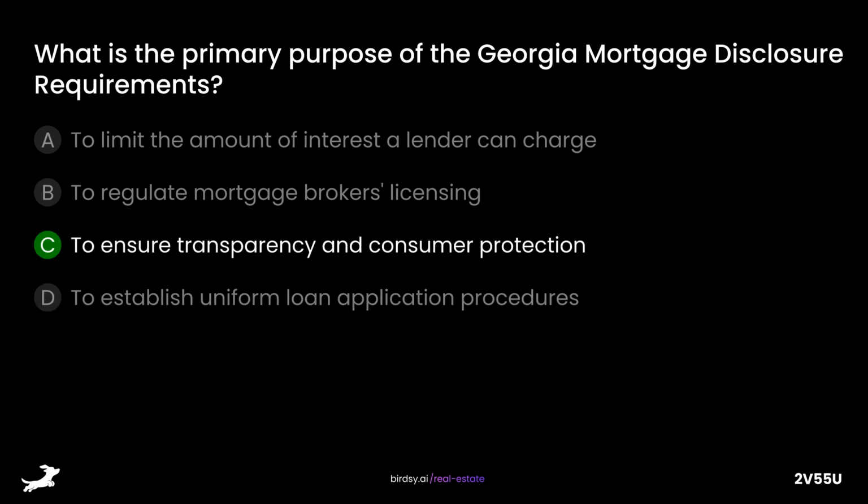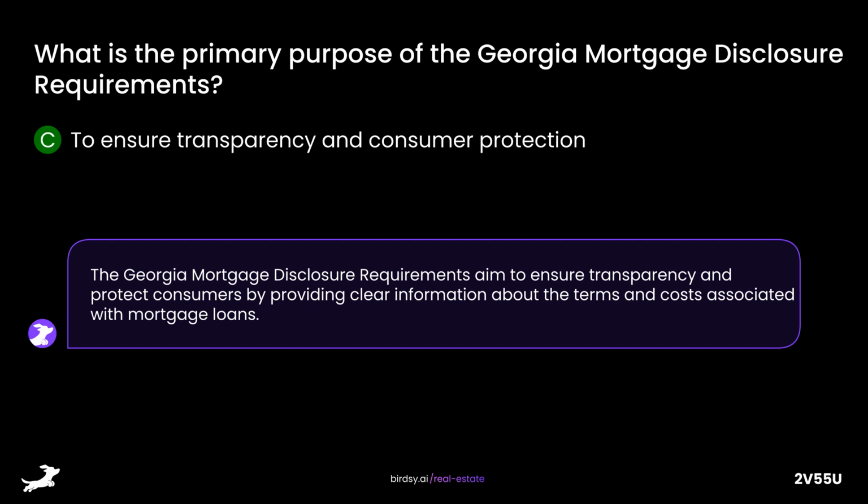The answer is C, to ensure transparency and consumer protection. The Georgia mortgage disclosure requirements aim to ensure transparency and protect consumers by providing clear information about the terms and costs associated with mortgage loans.